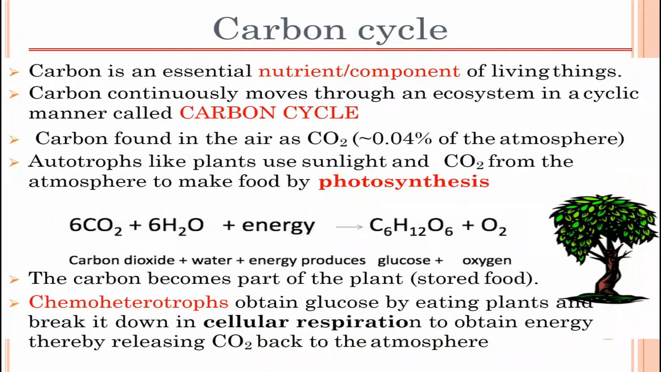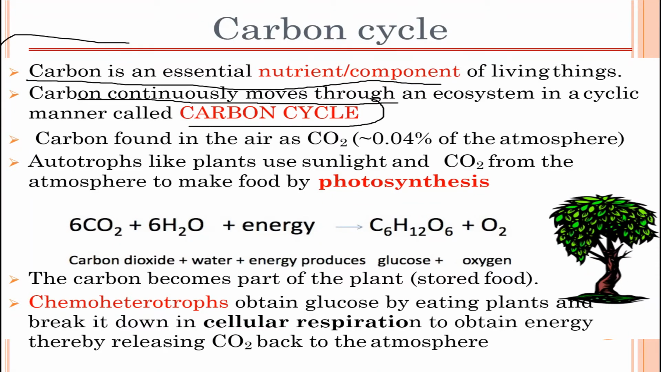Talking more about the carbon cycle, carbon is an essential nutrient and component of living systems. Carbon continuously moves through an ecosystem in a cyclic manner called the carbon cycle, and the carbon found in air as CO2 is about 0.04% of the atmosphere. That is a small amount, but still a big amount.